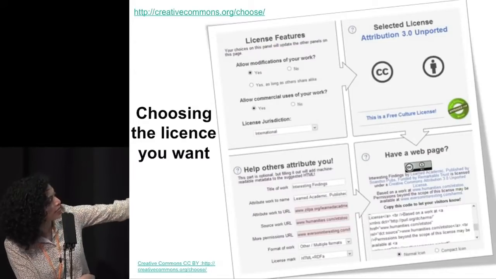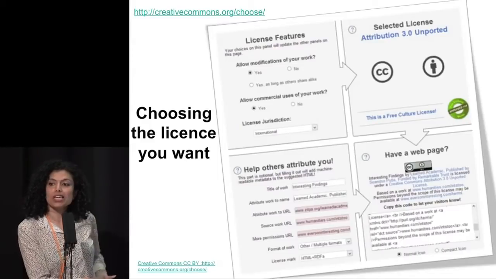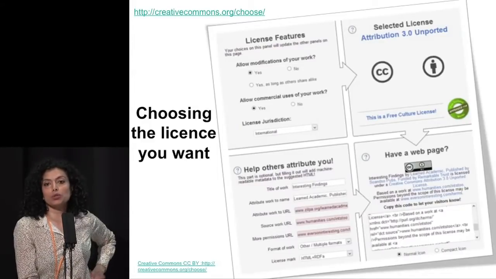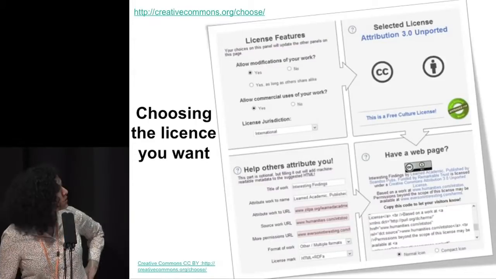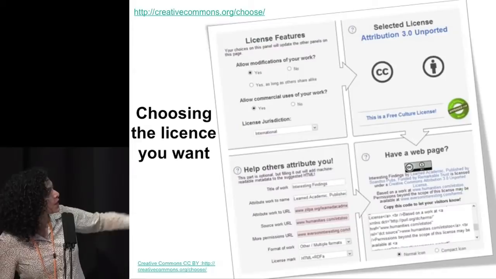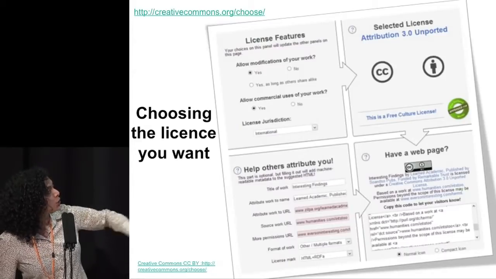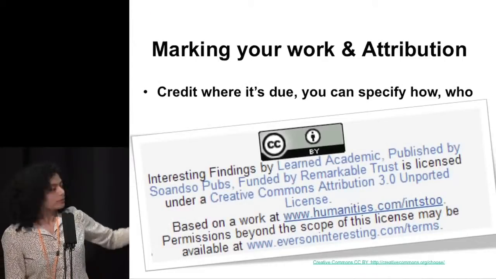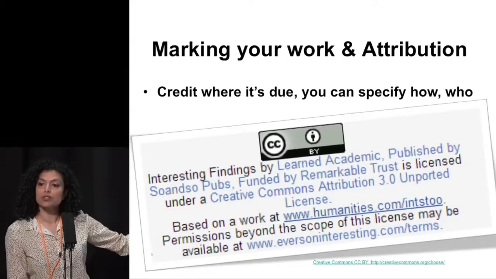So it's important to get that HTML, and if it is digital content, put it on there so you can get discovered. Because otherwise you're losing out on Google love. You're not getting discovered, as I think most people want to be online. So that's basically the license chooser. So give enough information, and you can specify how you want to be attributed, who you want to be attributed.